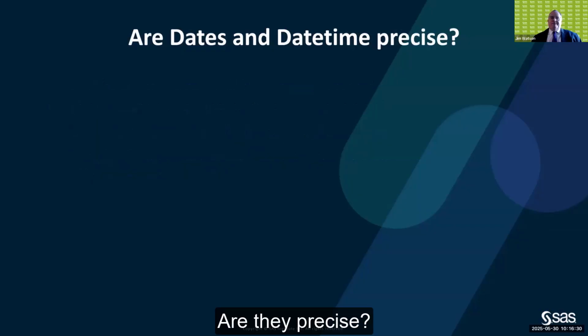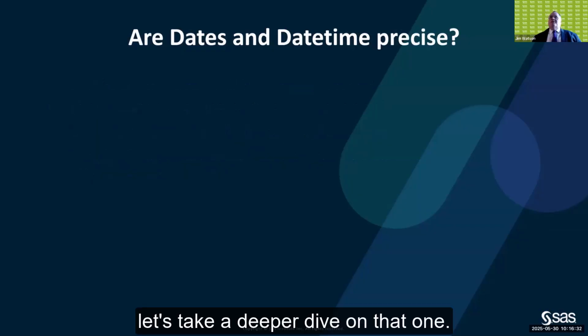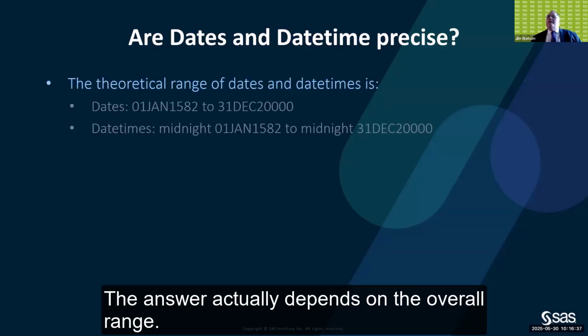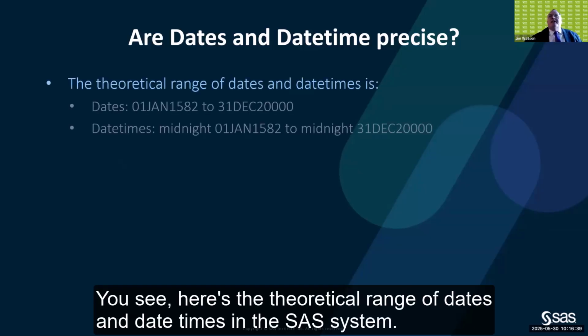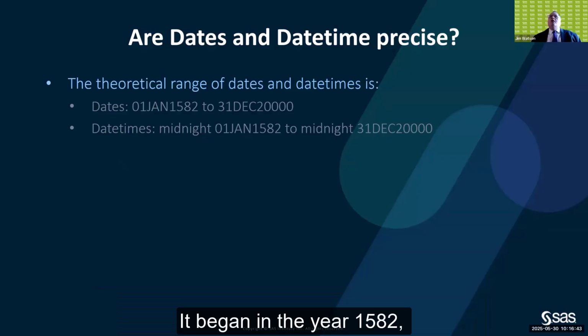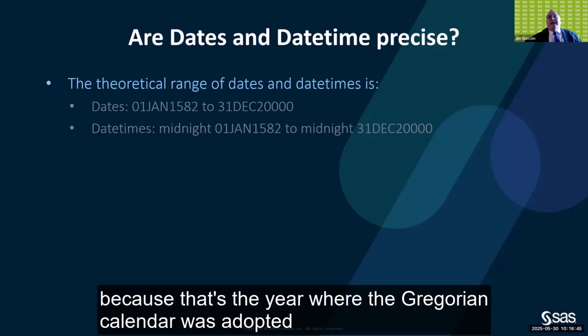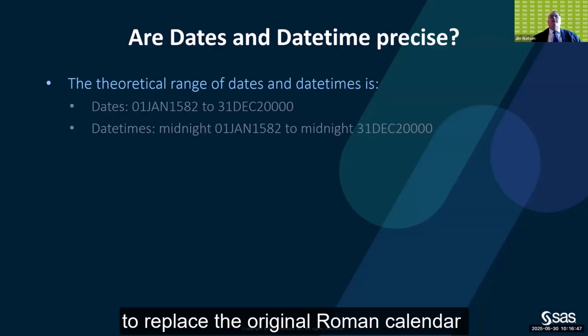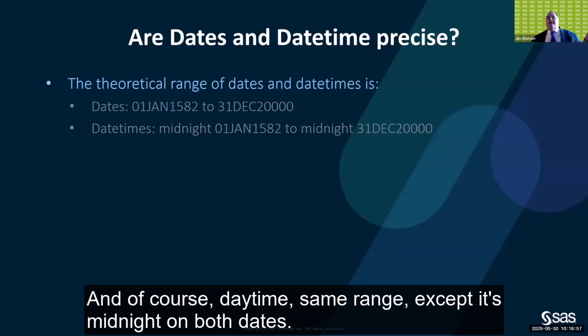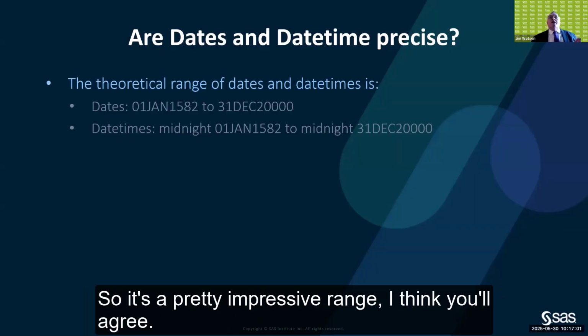Are they precise? Well, let's take a deeper dive on that one. The answer actually depends on the overall range. You see, here's the theoretical range of dates and datetimes in the SAS system. It began in the year 1582, because that's the year where the Gregorian calendar was adopted to replace the original Roman calendar because of its inaccuracy relating to agriculture and, of course, Easter calculations. And, of course, datetimes, same range, except it's midnight on both days. So it's a pretty impressive range, I think you agree.